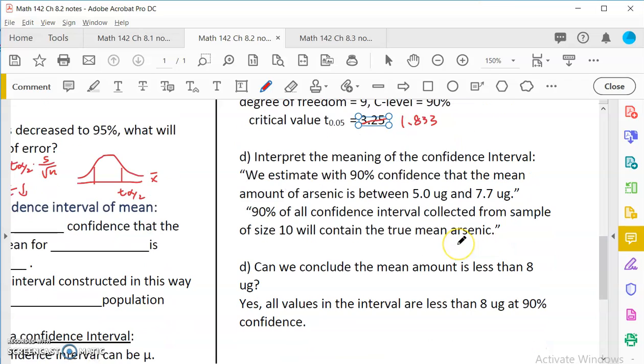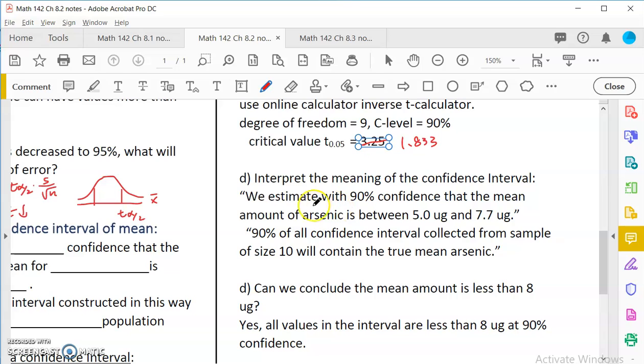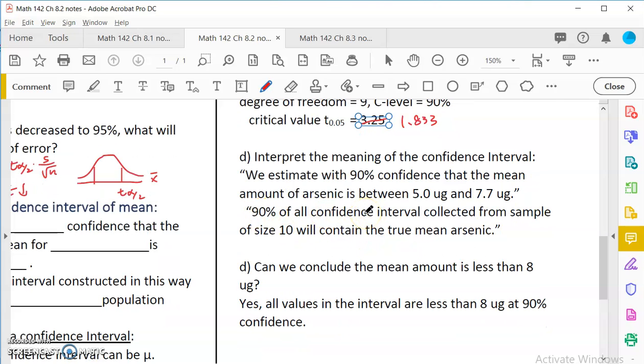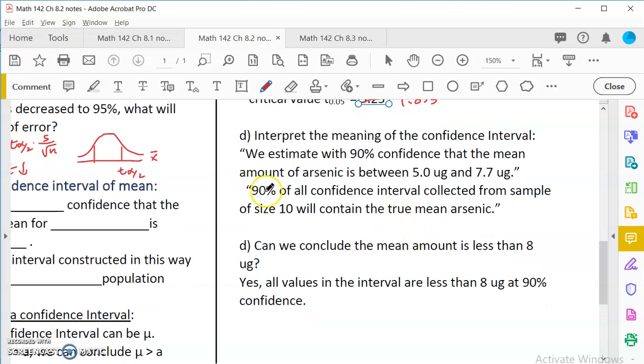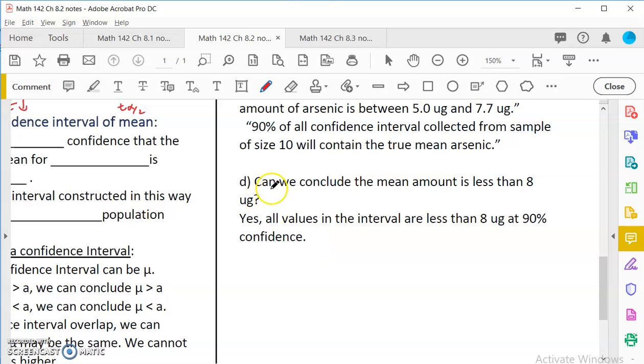Now we use what we have learned about interpreting the meaning of confidence intervals. We say the arsenic mean is 5 to 7.7. How do we say it? We estimate with 90% confidence that the mean amount of arsenic for all brown rice is between 5 and 7.7 microgram. Or we can say 90% of all confidence intervals collected from samples of size 10 will contain the true mean arsenic. If we do these intervals again and again with a lot of samples, 90% of them will have it. We only have one, so we don't know for sure, but we are 90% confident that it is between these values.